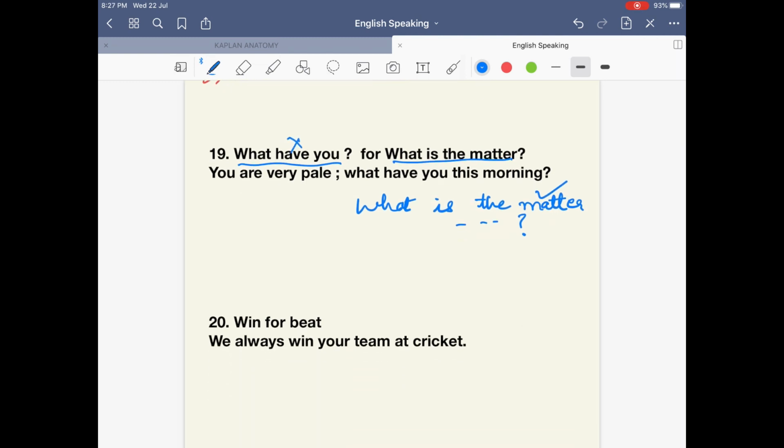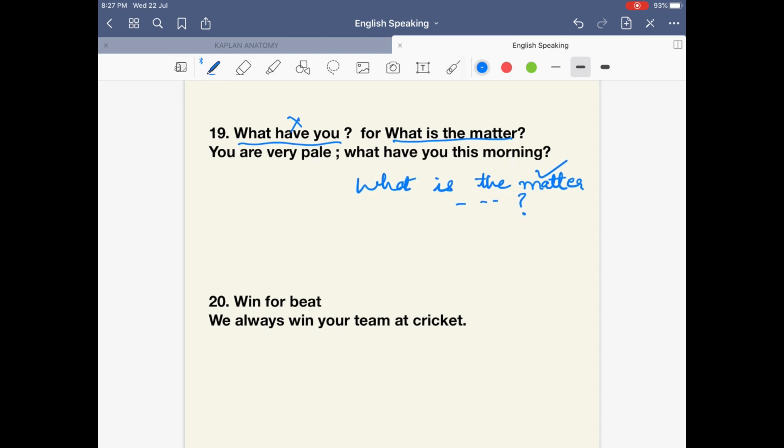Now we have come to the end of the exercise, pointing out the errors in commonly used words. This is showing the difference between when to use "win" and when to use "beat." You must be hearing these words while playing any game, match or competition. The sentence is, "We always win your team at cricket." So this is the wrong usage here.